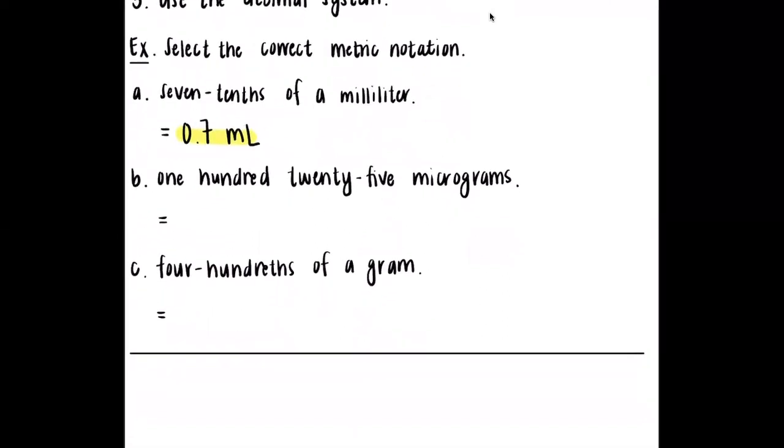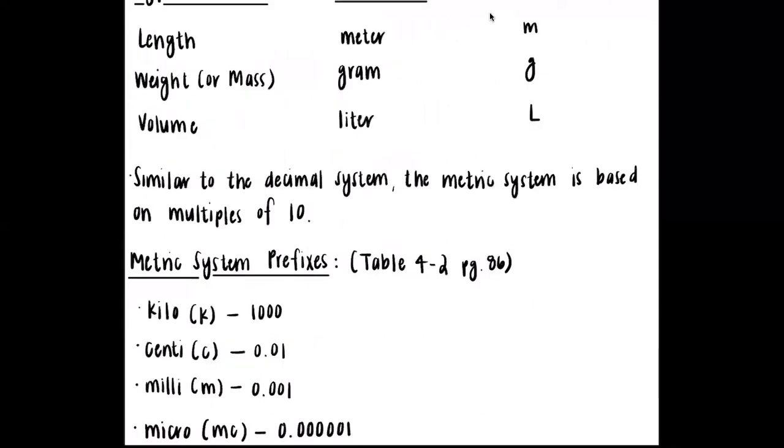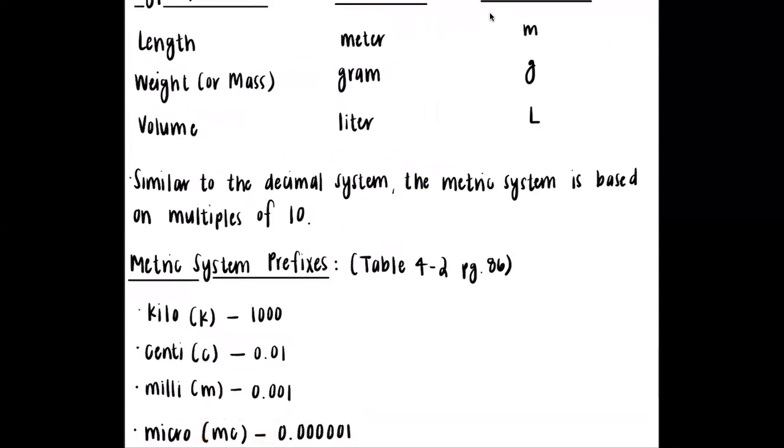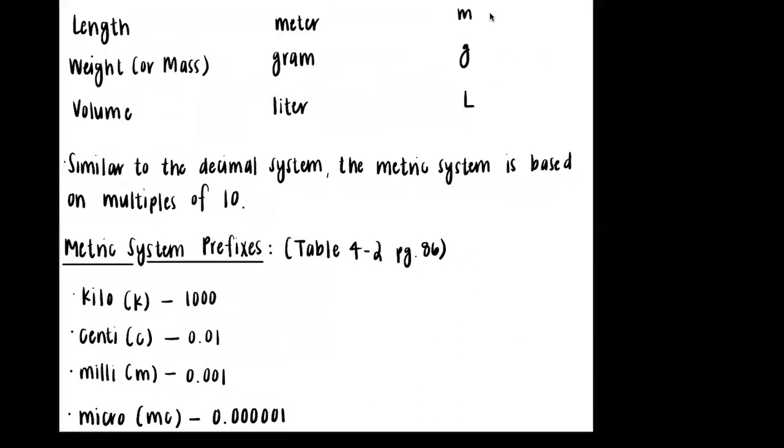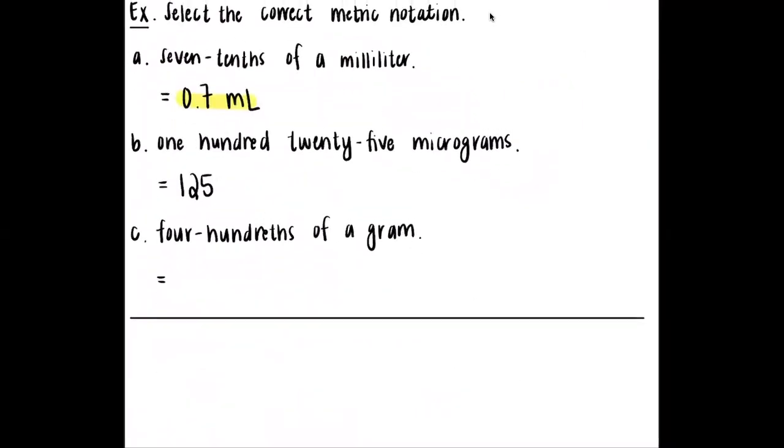So we see in our next example, 125 micrograms. So notice this is a value greater than 1. So 125, that is just a 1, 2, 5. And here we can see microgram. Well, what was a microgram? Well, microgram is abbreviated as MC, and gram is abbreviated as a G. So here we can see it will be 125 space MCG.